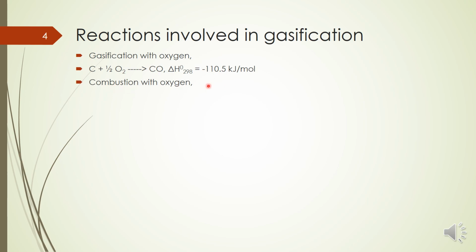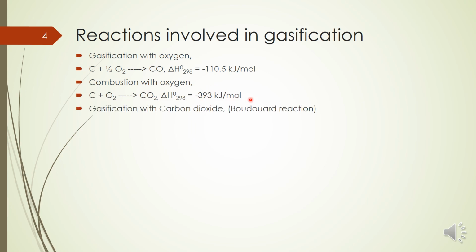And we have combustion with oxygen, that is a complete combustion with oxygen also will happen. That is carbon reacts with 1 mole of oxygen to form carbon dioxide. Again this is an exothermic reaction, minus 393 kilojoule per mole. Then gasification with carbon dioxide. So carbon dioxide can be converted to carbon monoxide, that is known as the Boudouard reaction.